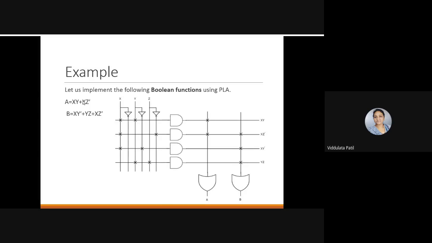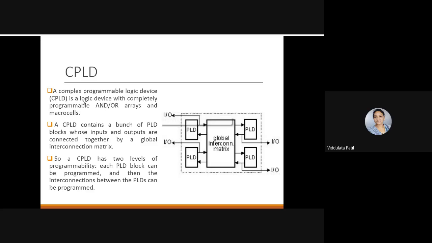in that case you can go for the programmable logic devices. Now let us move forward and discuss CPLDs, that is complex programmable logic devices. This is an advanced version of the simple programmable logic device. A complex programmable logic device is a logic device with completely programmable AND and OR arrays. Similar to programmable logic devices, it will also have an AND array as well as an OR array. And along with that, there are macro cells available in a CPLD.